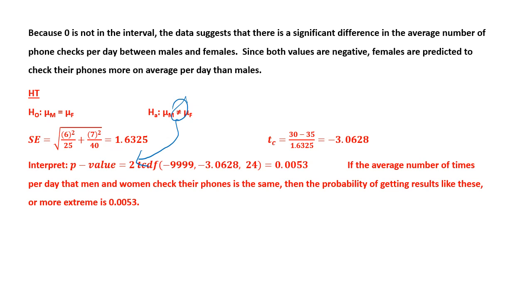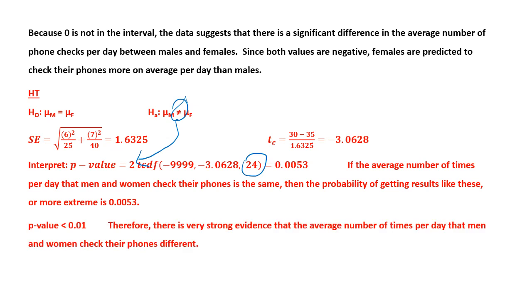And when we double that up, the smaller sample size was 25, so we go to 24 for DF. And we still get a very small number. So if the average number of times per day that men and women check their phones is the same, if the null is true, the probability of getting these results or more extreme is 0.0053. It's unlikely. So that p-value is less than 0.01. So there's very strong evidence that the average number of times per day that men and women check their phones is different. That verifies the results that we came up with in the confidence interval.